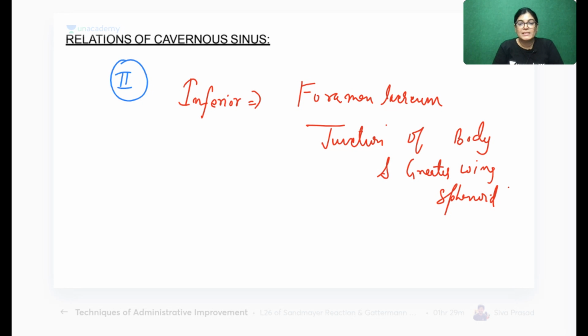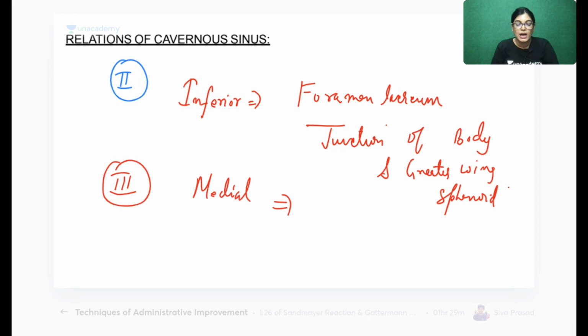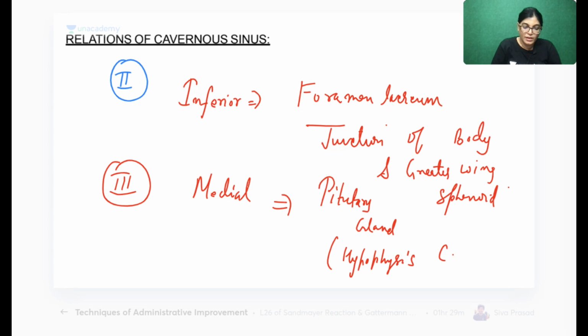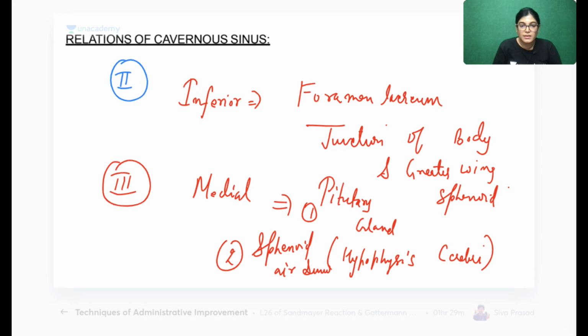So inferiorly foramen lacerum, junction of body and greater wing of sphenoid. Now coming to the medial relation. In the diagram, we have clearly seen which structure is medial: the pituitary gland. What is the other name of pituitary gland? It is also called hypophysis cerebri. And the second one is the sphenoidal air sinus. Got it? This is the medial relation. This is the inferior relation, and we have done with the superior relation.